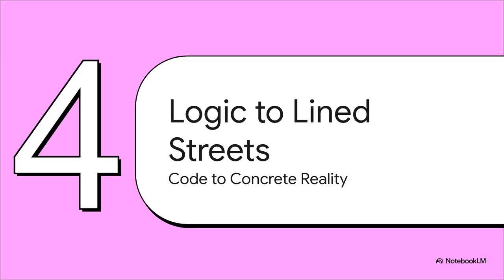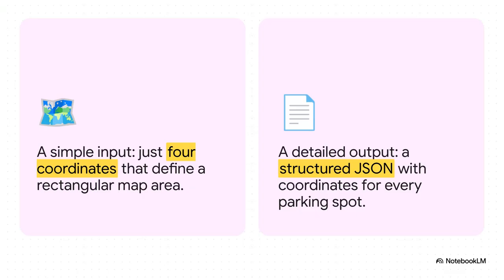So we have the logic, we have the math. Now let's see how this all turns a simple request into something an app can actually use, something visual and real. The whole thing is really a transformation. A developer starts with a super simple input, literally just the four corners of a box on a map. And what they get back from streetApi is this incredibly detailed output, a file that lays out the precise coordinates for every single parking spot it generated.